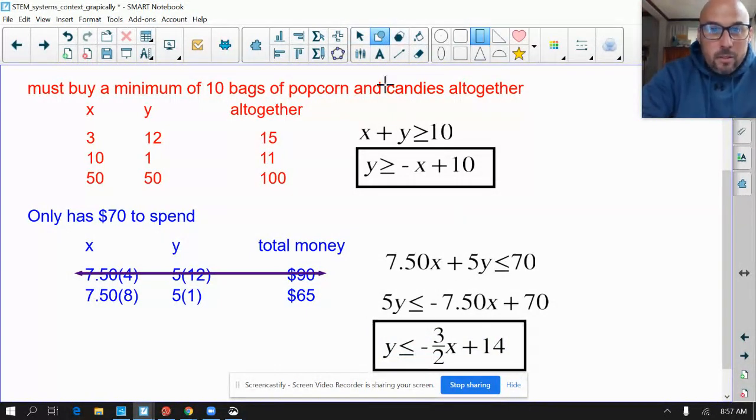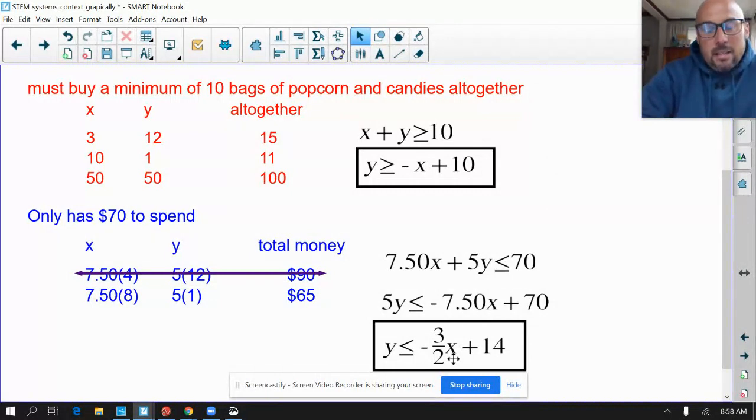And these are the only constraints for Mr. Grayson. He only has $70 to spend. So this is your money constraint. And he has to buy at least 10 items. So this is like your amount constraint. So can you imagine in your head an X and a Y that satisfies both this and this?